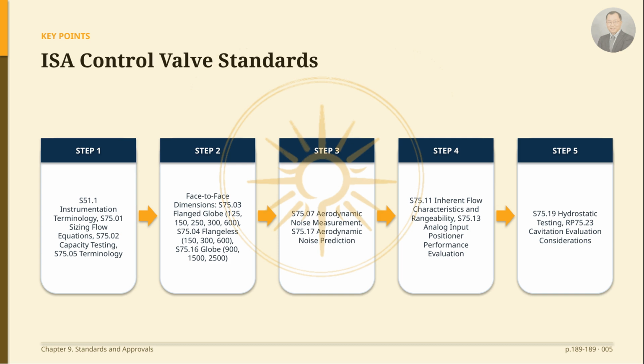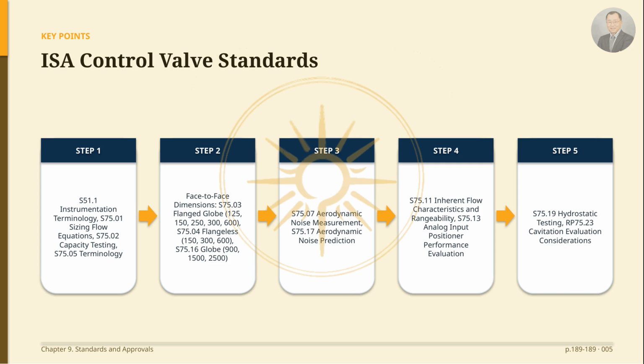For noise, S75.07 covers the laboratory measurement of aerodynamic noise, and S75.39 covers the aerodynamic noise prediction method. Additionally, S75.17 covers inherent flow characteristics and rangeability.